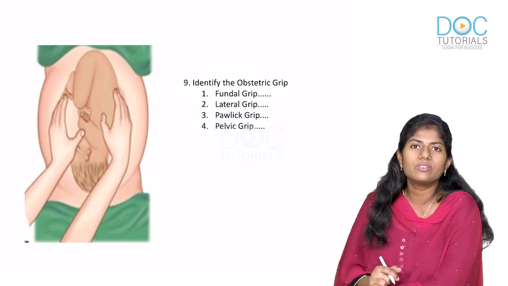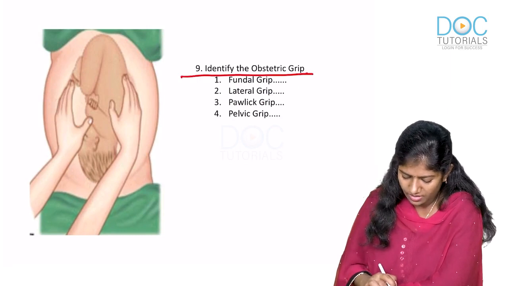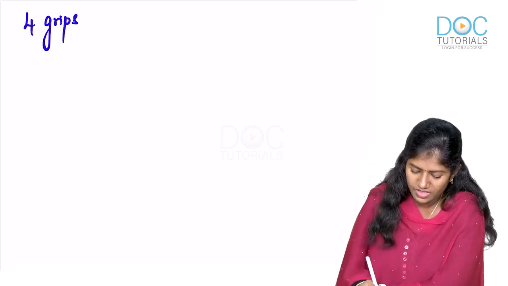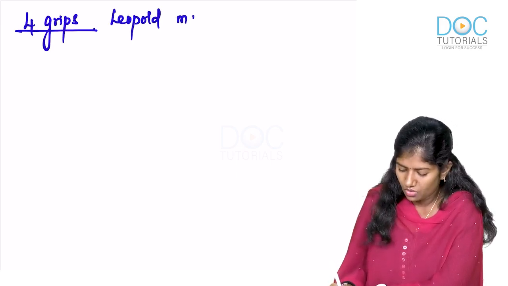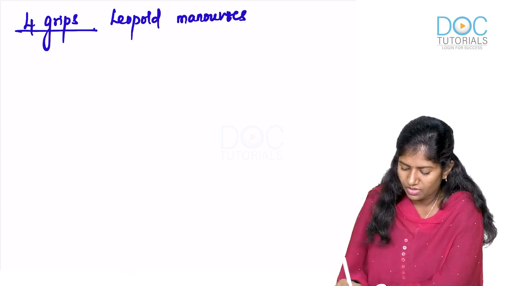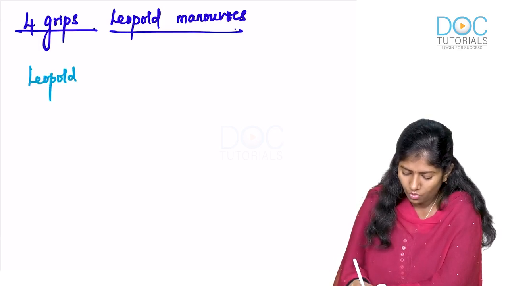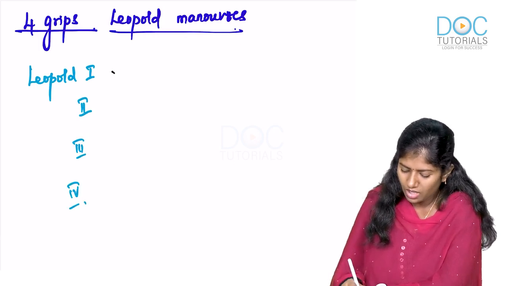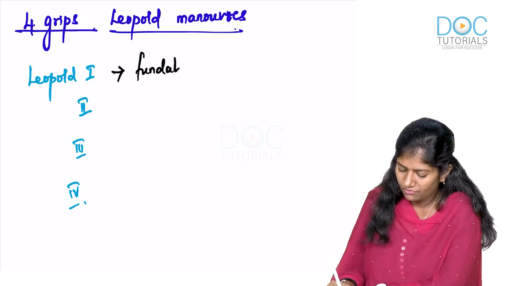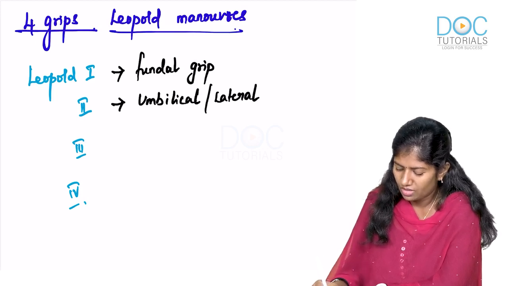Last question here is on the grip. Identify the grip. How many grips do we have? We have 4 grips. Obstetric grips, and they are called Leopold maneuvers. So Leopold 1, 2, 3 and 4. Leopold 1 is called the fundal grip. Leopold 2 is the umbilical or lateral grip.